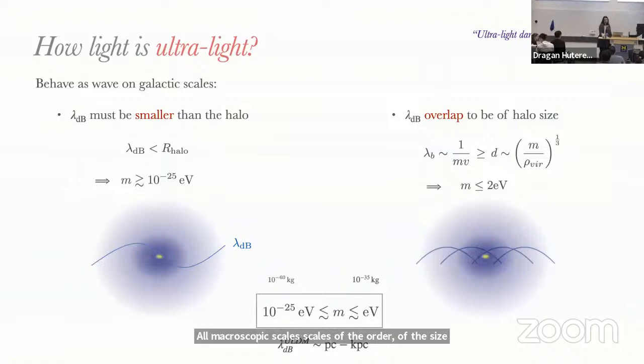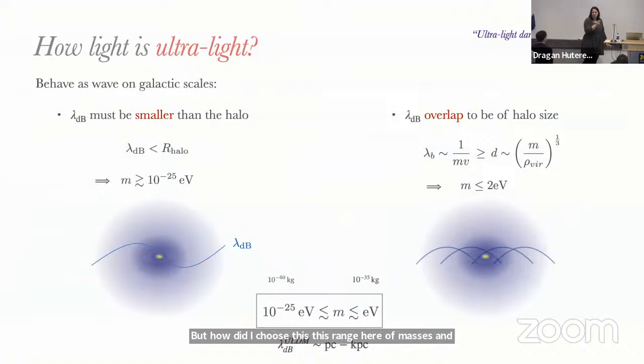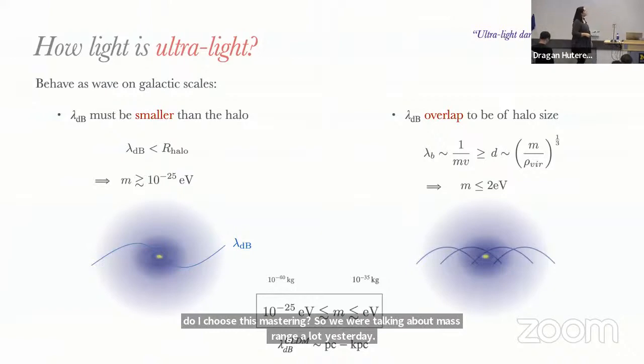But how did I choose this range of masses? And you see, this can change, 10 to the minus 25, 10 to the minus 22. We need observations to really say. So how do I choose this mass range? We were talking about mass range a lot yesterday. So how do I choose the ultralight dark matter mass range?